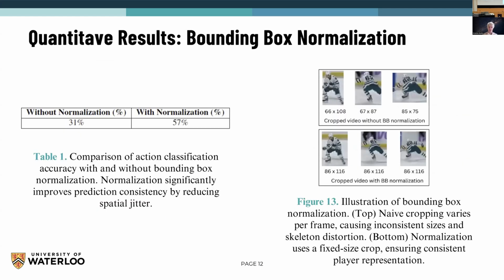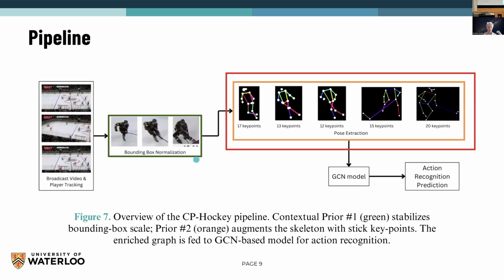In our work, we did a quantitative experiment comparing action accuracy without and with normalization, as you can see in Table 1. Action classification accuracy improves from 31% to 57%. So after we applied bounding box normalization, the next step is pose extraction.